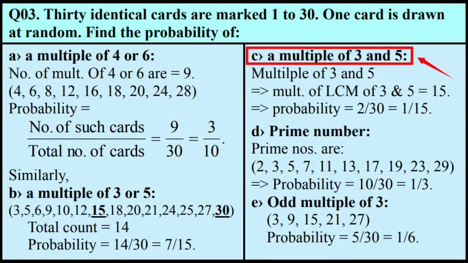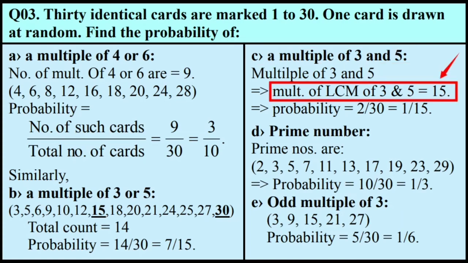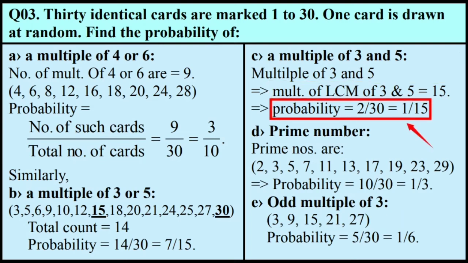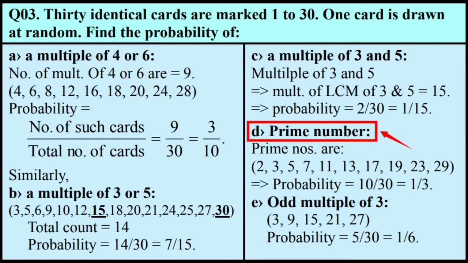Next, number C. To find the probability of a multiple of 3 and 5. The multiple of 3 and 5 means the multiple of the LCM of 3 and 5, and that is 15. And in the range 1 to 30, only 2 numbers are there, that is 15 and 30. Therefore, the probability of getting a multiple of 3 and 5 is 2 by 30, and in simplified form it comes to 1 by 15.